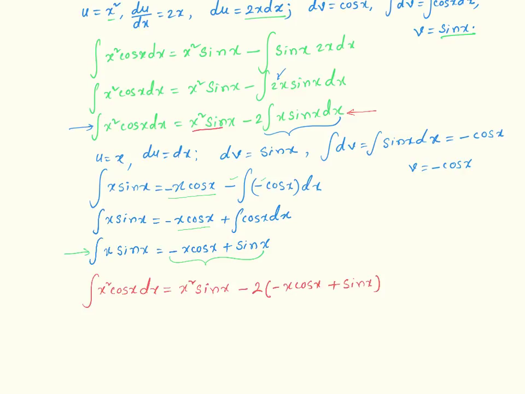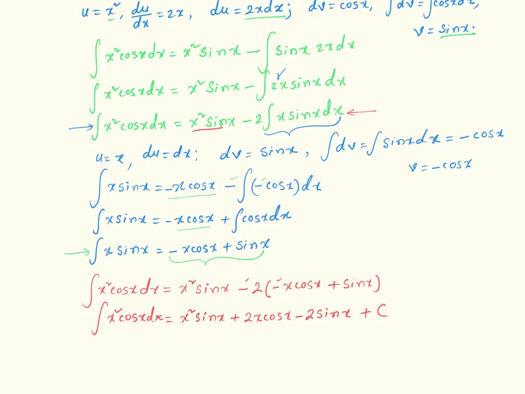Now I'm going to simplify it. If I simplify it, I get the following. It's going to be x square sine of x. Negative and negative is going to make it positive, so it's going to be plus 2x cosine of x, then minus 2 sine of x. Right? Now, of course, there is a constant here, so I'm just going to put the constant of integration. So this is what my integral x square cosine of x dx is.